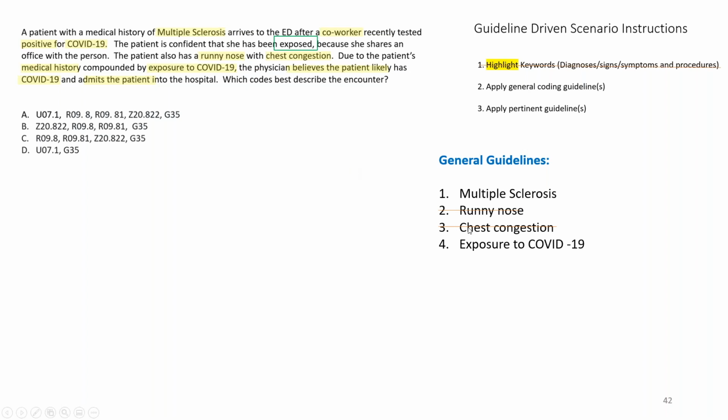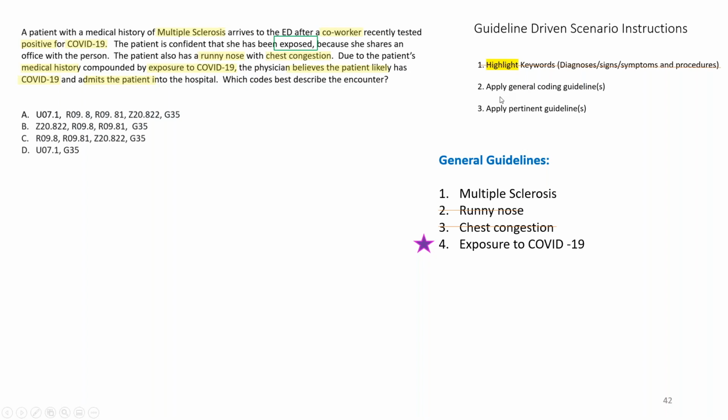Okay. Now we're going to look at our guidelines and keep in mind that this patient has been exposed, right? And the doctor says exposure to COVID-19. So this is going to be our principal diagnosis, right? She came in there because she thinks she's exposed. The doctor believes she's exposed, not the multiple sclerosis, right? No, there's no mention of those symptoms.